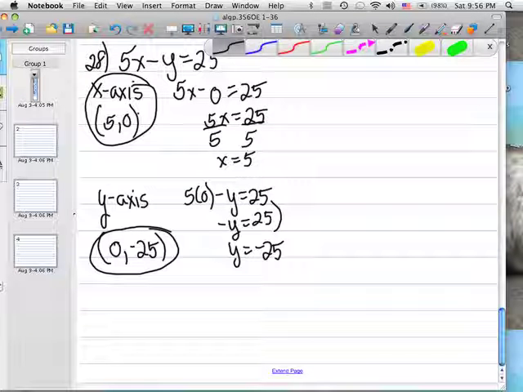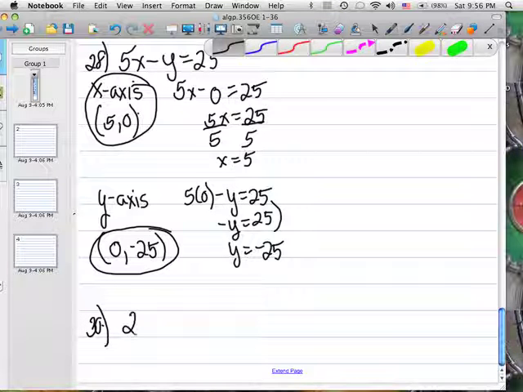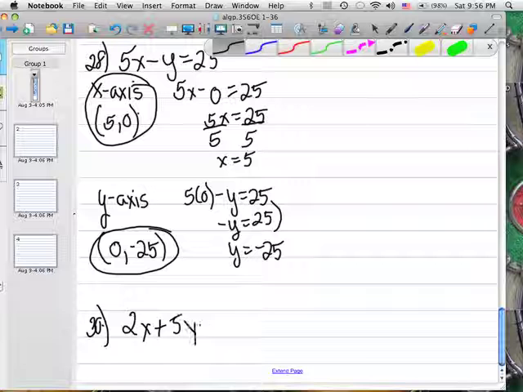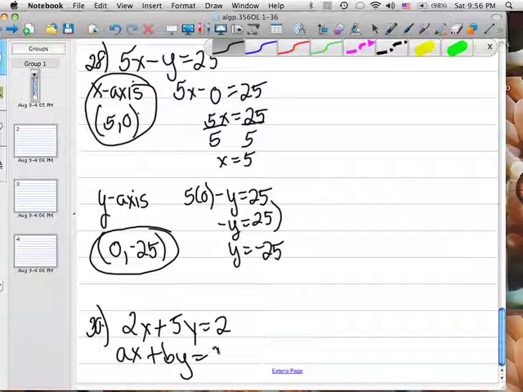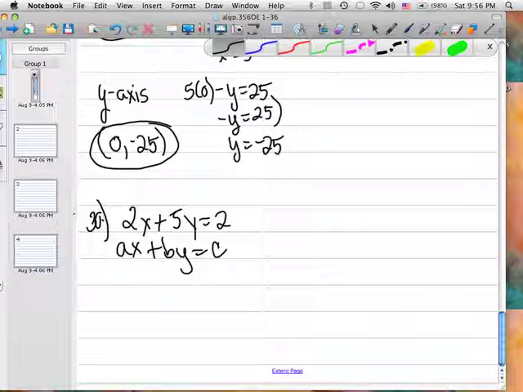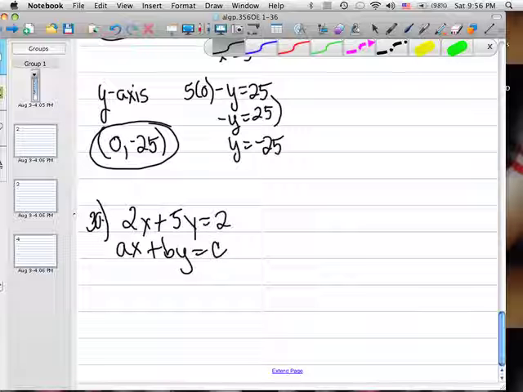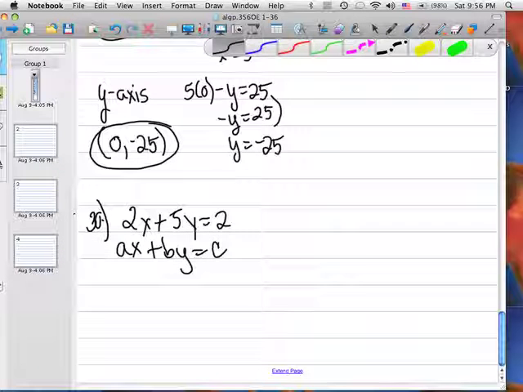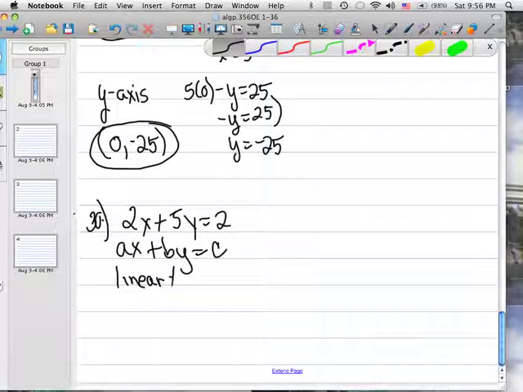And the last set of problems, classify each equation as linear in standard form, linear equation not in standard form, or nonlinear equation. So number 30, I have 2x plus 5y equals 2. And I'm checking to see if it's in the form of ax plus by equals c, where a, b, and c are integers. Well, this works. And the exponents for the variables have to be 1. Well, this is x to the first and y to the first, and 2, 5, and 2 are integers, so this is linear, standard form.